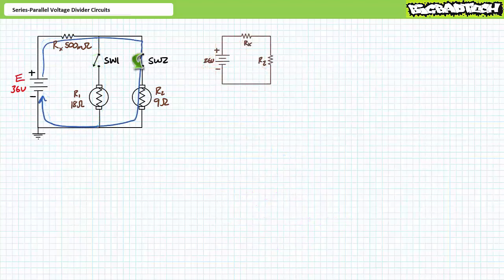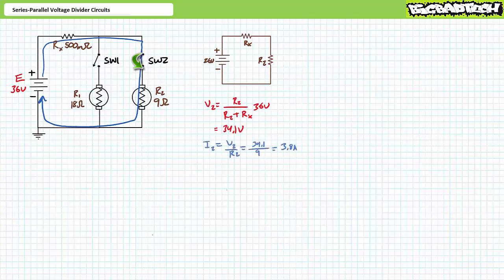Part 2, switch 1 open, switch 2 closed. The closure of switch 2 places R2 perfectly in series with Rx. An application of the voltage divider rule demonstrates that V2 is 34.1 volts. An application of Ohm's law demonstrates that I2 is 3.8 amps. With switch 2 closed, this is a pure series circuit, and as such, source current equals I2, which equals Ix, and they all equal 3.8 amps.